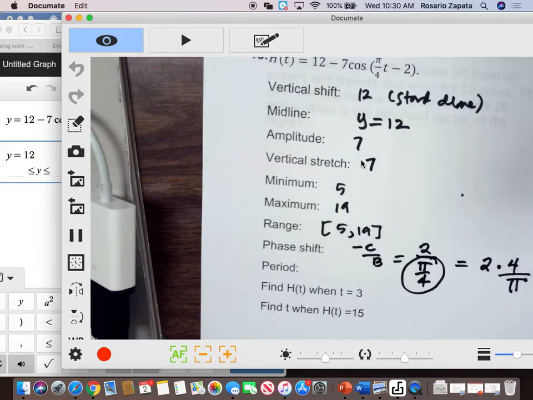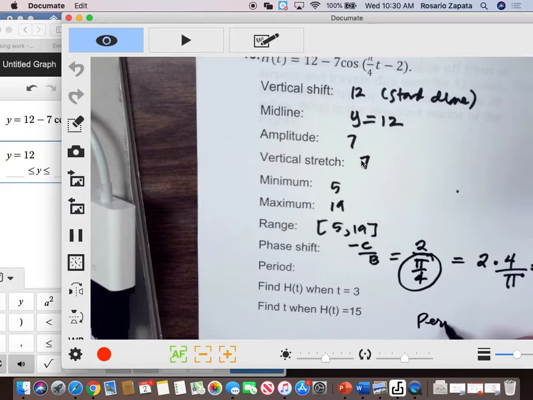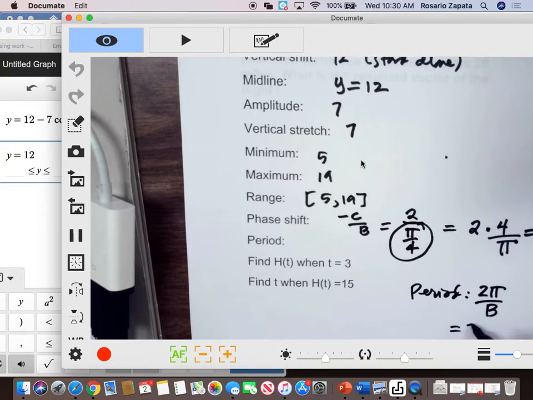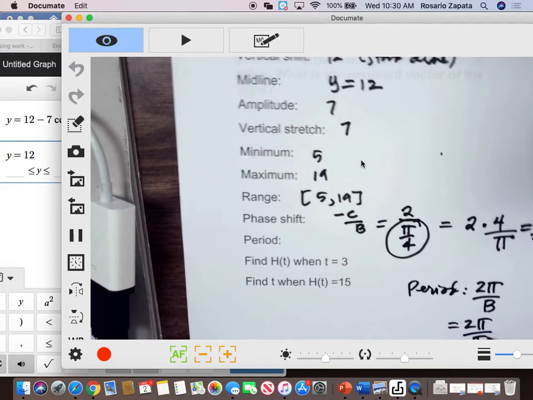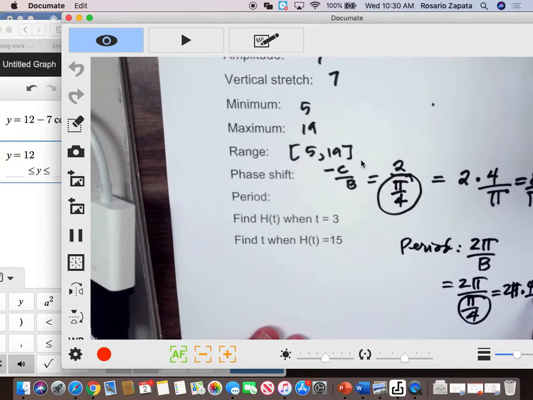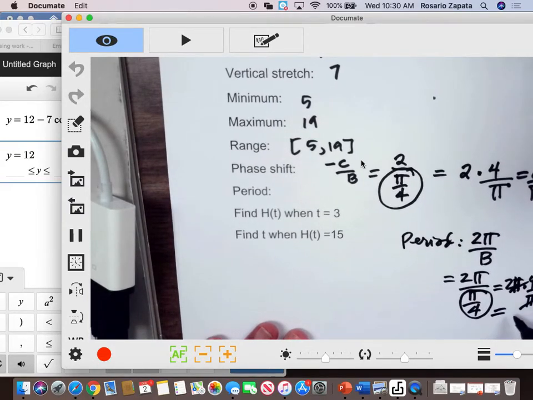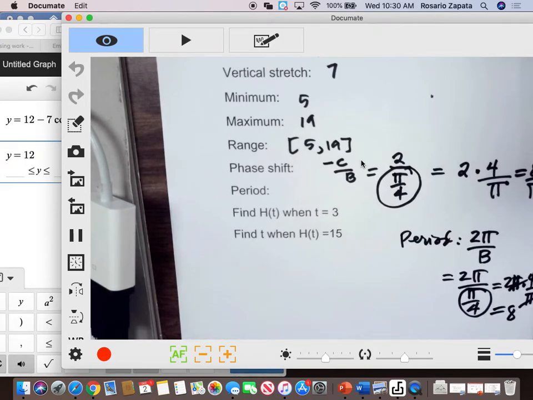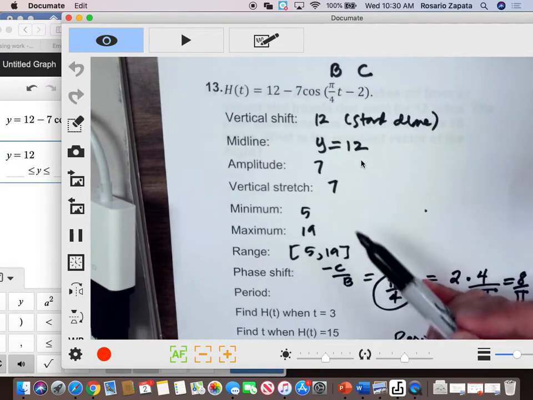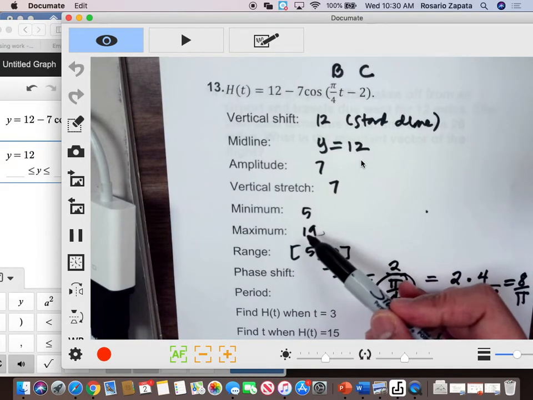Now we will go to the period. The period is given by 2 pi over b. Our b is pi over 4. And so you need to flip that, and it gives you 2 pi times 4 over pi. And so it gives us 8. In a Ferris wheel, it means that the Ferris wheel will have a complete rotation after 8 seconds. You get that? The radius of the Ferris wheel is 7. The maximum height a rider can reach is 19.